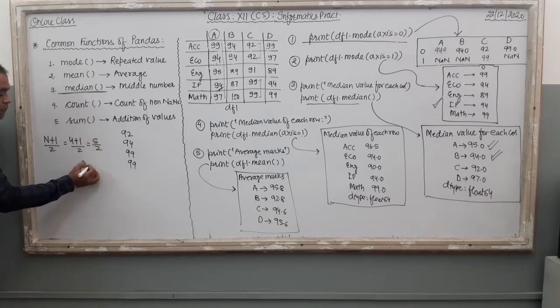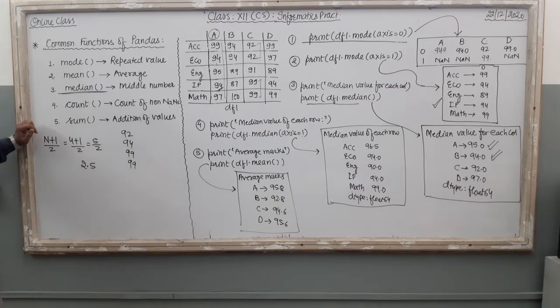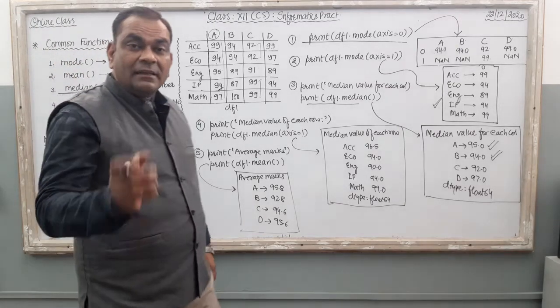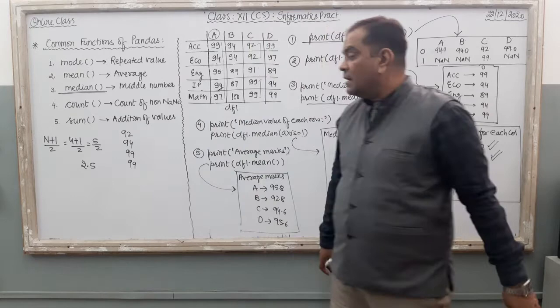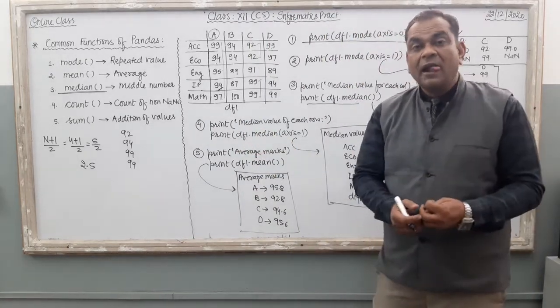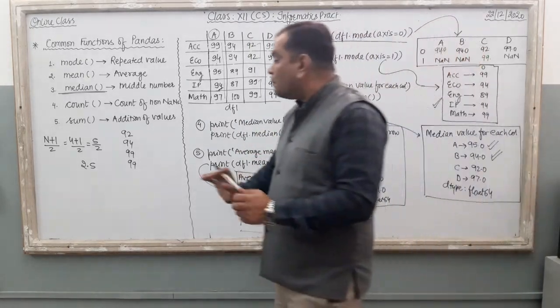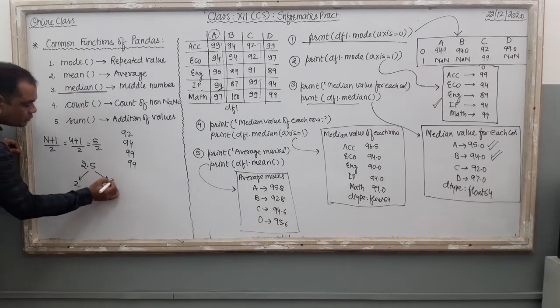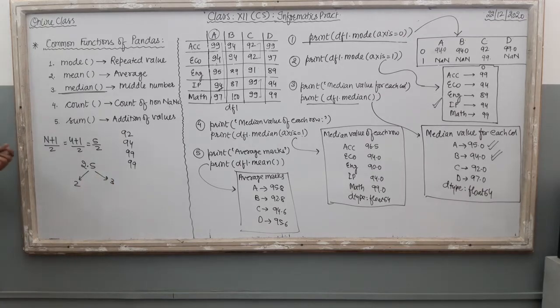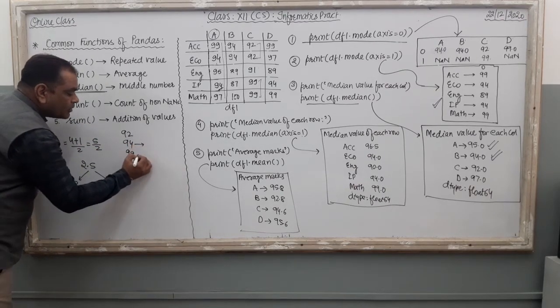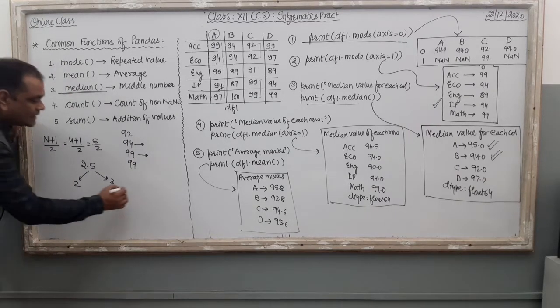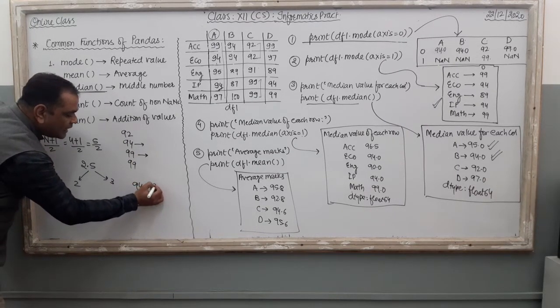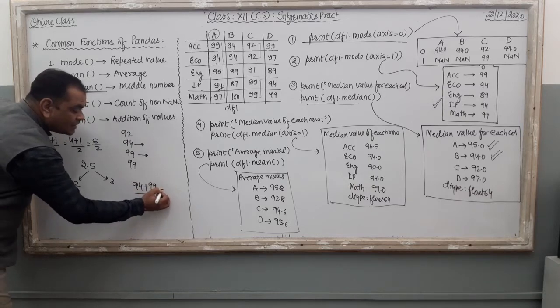The result is 2.5. Now just see, if the result is in fractional digits, in the decimal part, 2.5, how can you take the median? Here 2.5 is in between 2 and 3, right? So you just take the values at position number 2 and position number 3. The second position contains 94, the third position contains 99. So just take these values, 94 plus 99, and divide the addition of the values by 2.